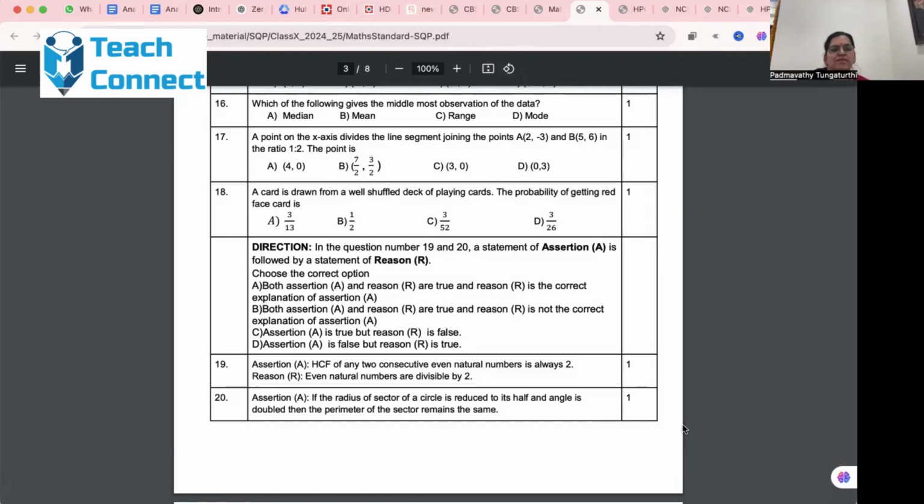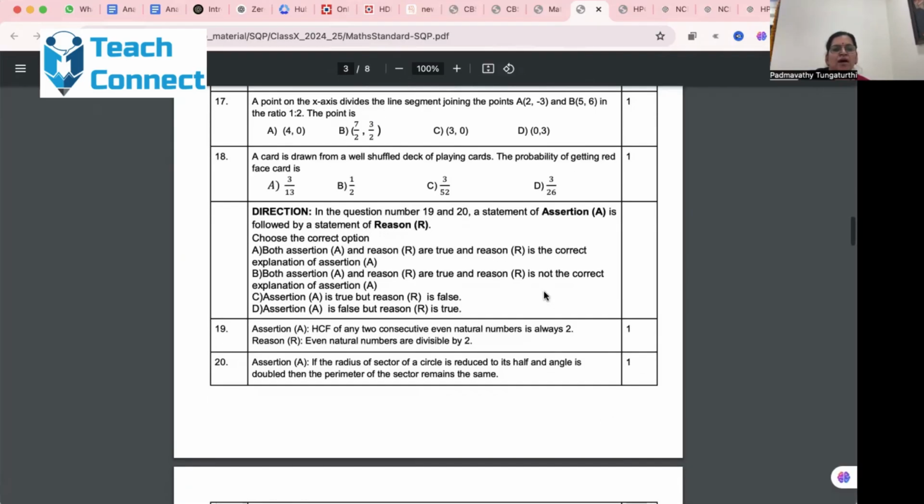Now, question number 17, a point on the x-axis. Every point is important. Every word mentioned is important. A point on the x-axis divides the line segment joining A (2, -3) and B (5, 6) in the ratio 1:2. Then what should be the point? The options are (4, 0), (7/2, 3/2), (3, 0) or (0, 3).